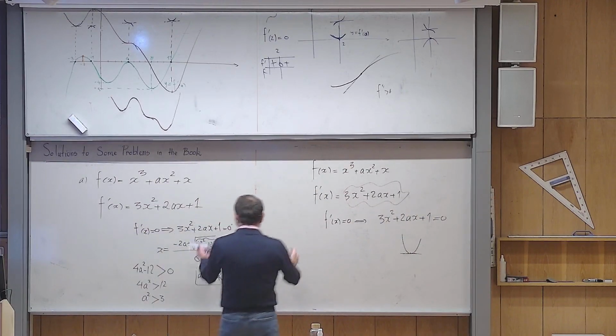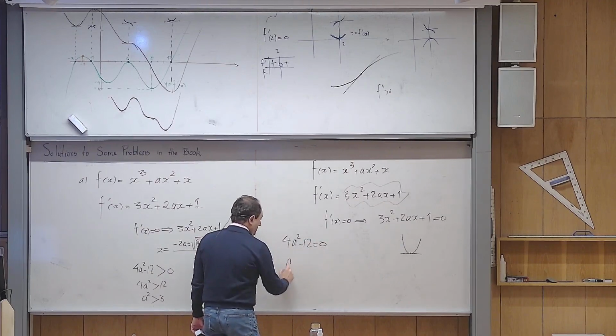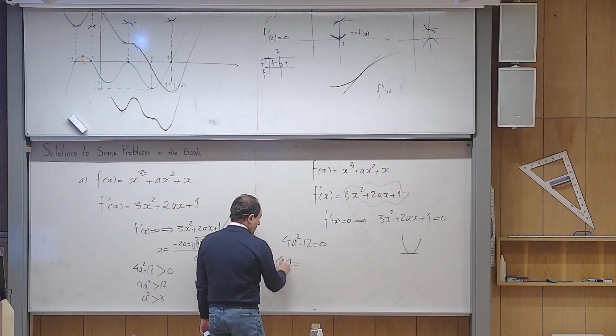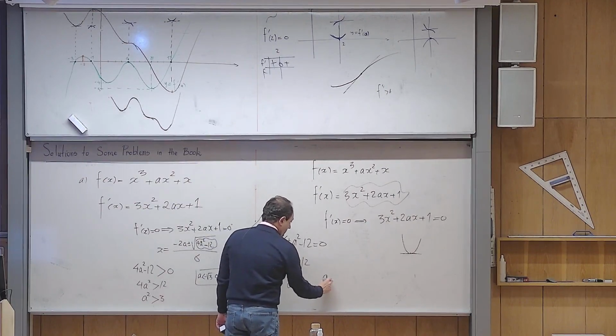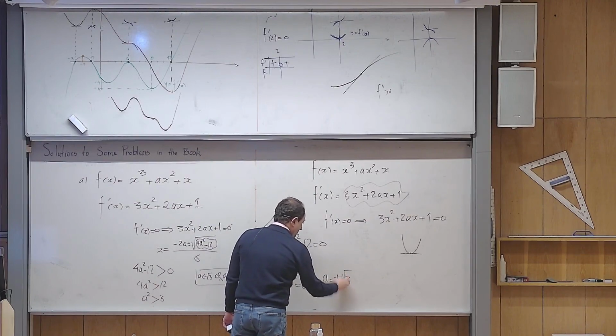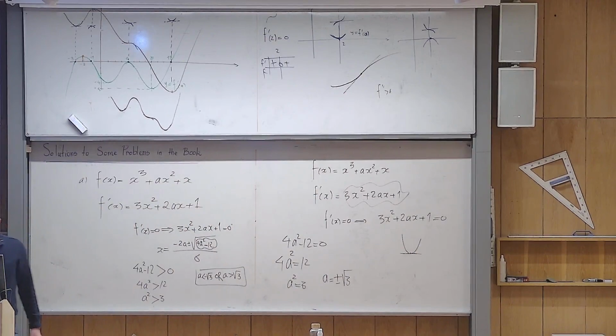So by this analysis, then you know what a is. What is a? 4a squared is 12, a squared is 3. So what is a? Plus or minus square root of 3. Okay, so let us check this with GeoGebra and then we are done.